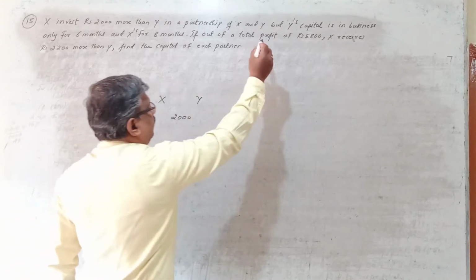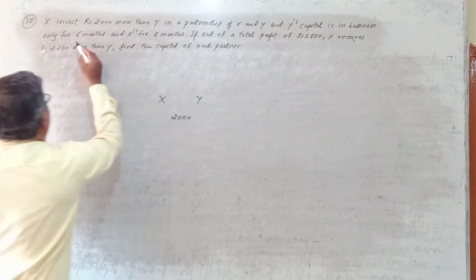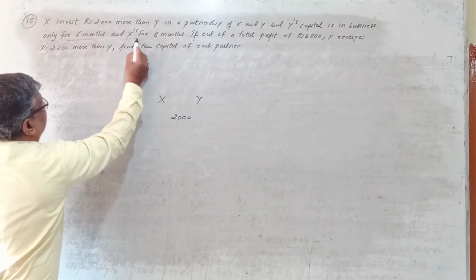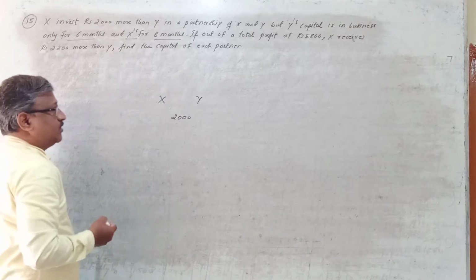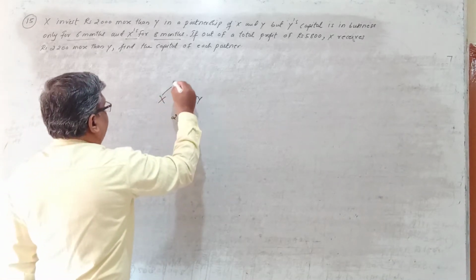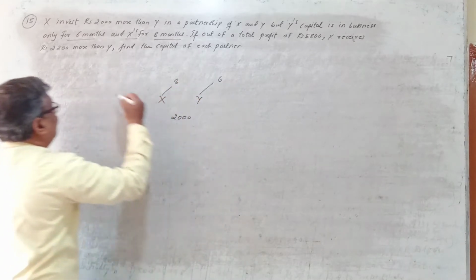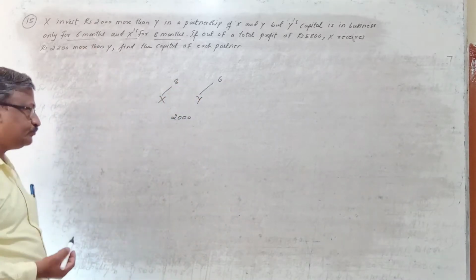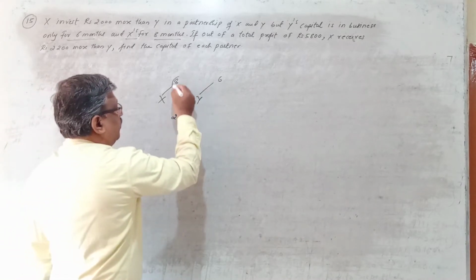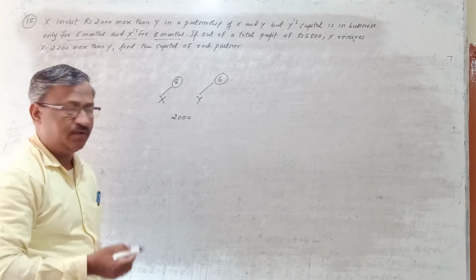Because further they have given that Y's capital is in business only for 6 months, and X's for how many months? 8 months. Means X has invested his capital for 8 months, and Y has invested his capital for 6 months. So in this problem the time for which they invested the capital into the business is also given.